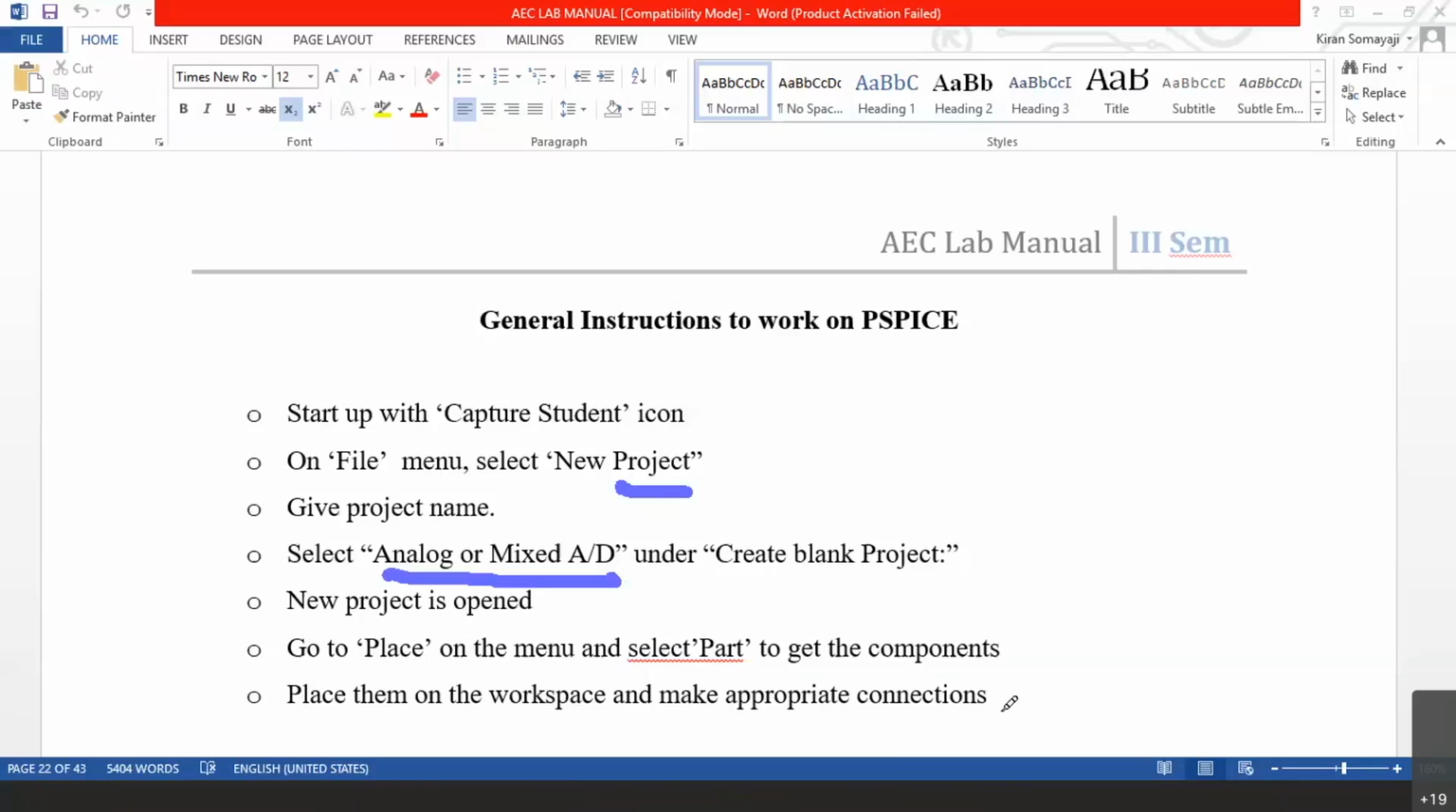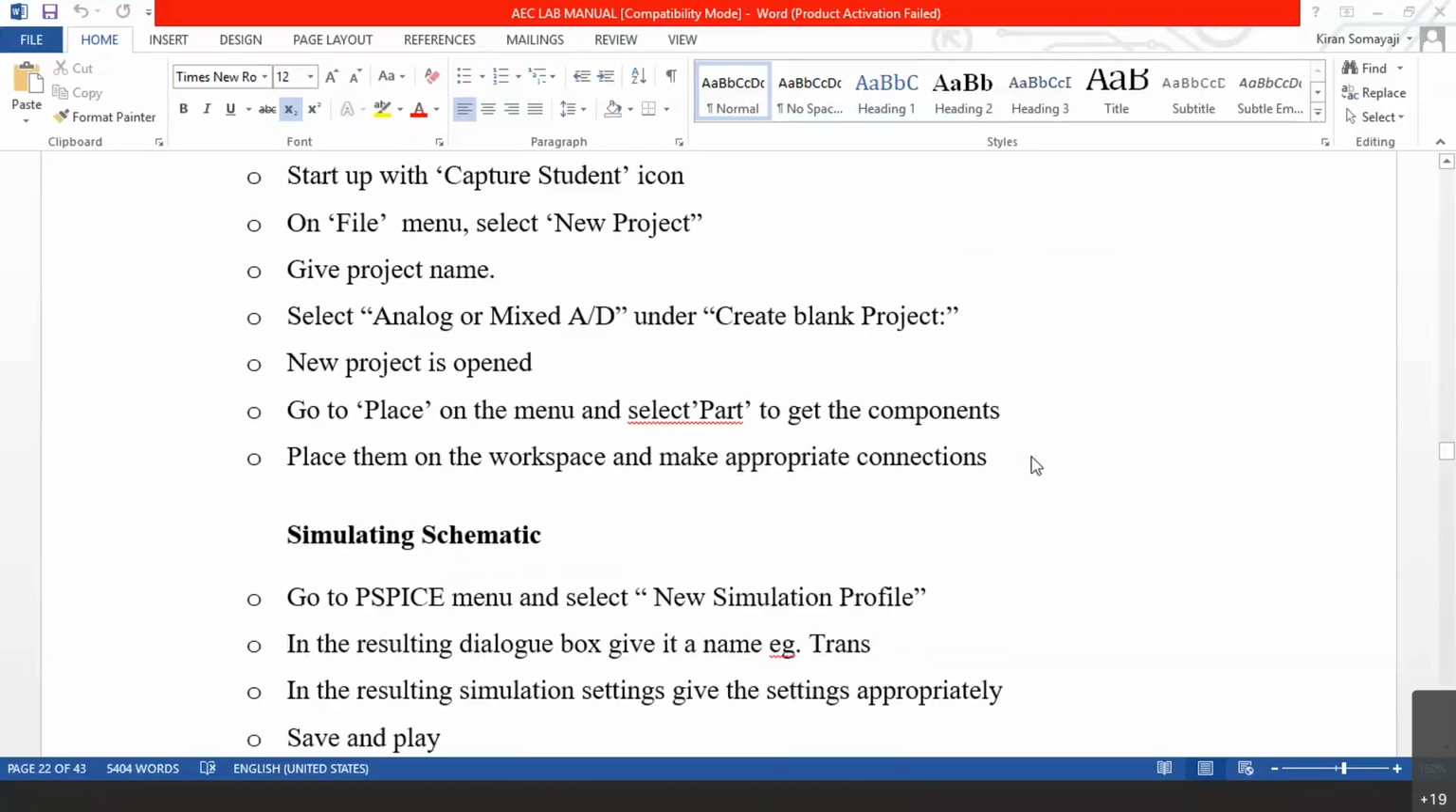Wherever you want, you can place them. And then you can make appropriate connections by connecting them through wires. It is simply dragging and then double clicking. Using the mouse only, all the connections are possible. Almost every action is possible only through the mouse here. So this is the initial instruction.